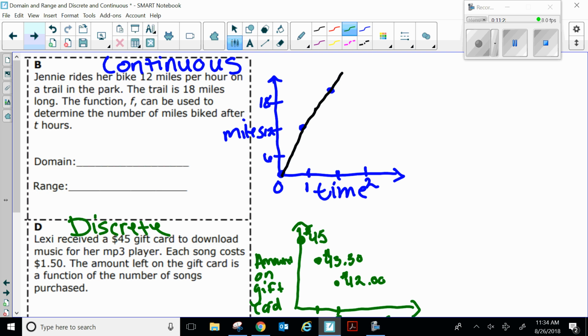Okay, so let's look at our next two examples. Jenny rides her bike 12 miles per hour on a trail in the park, and the trail is 18 miles long. So my domain is my time. We know that my least amount of time will be 0 hours. 0 is less than or equal to all my x values. And my max amount of time, because she's only riding 18 miles, is an hour and a half. That's how long it'll take her to ride 18 miles. So I'm going to have less than or equal to 1.5.